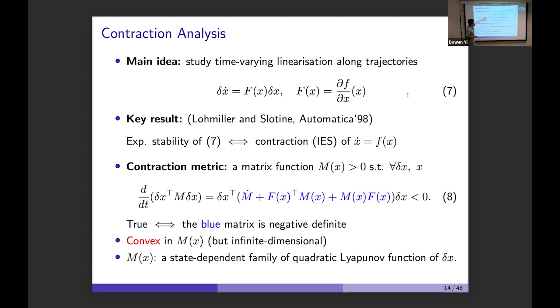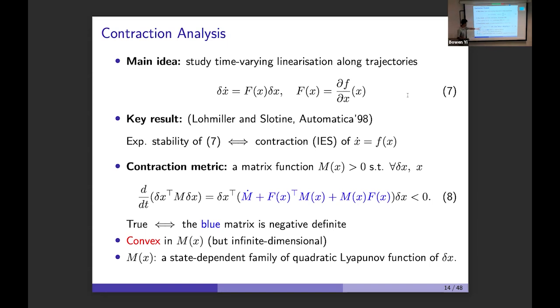Because for this linear time invariant system, stability is easier to obtain than if we just analyze the original nonlinear system. Similarly, we can define the contraction metric with some quadratic Lyapunov function. Please note here, delta x is on the tangent space rather than the original state space of x. And we can make its time derivative decrease along time. This should hold for any non-zero delta x. So the condition is true only if the blue matrix is negative definite.